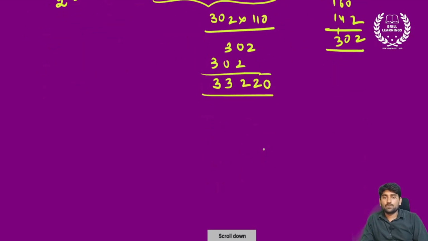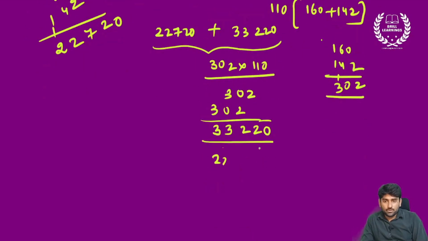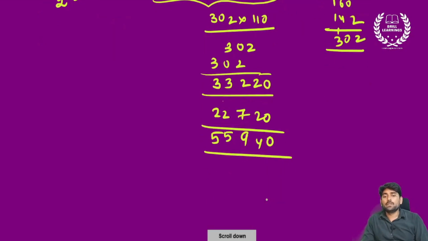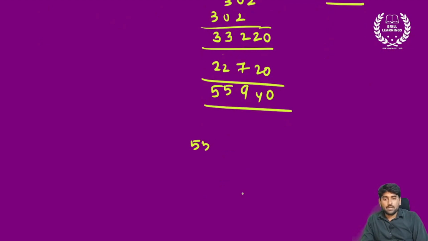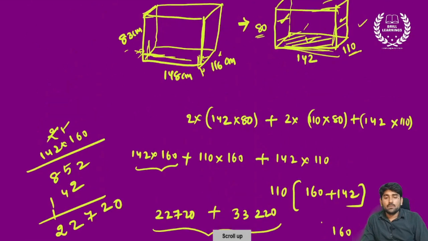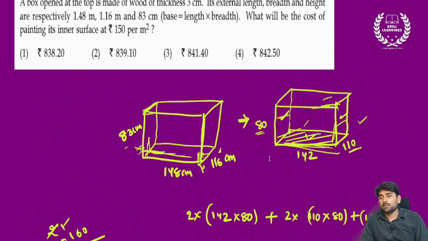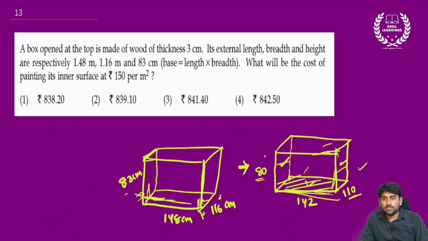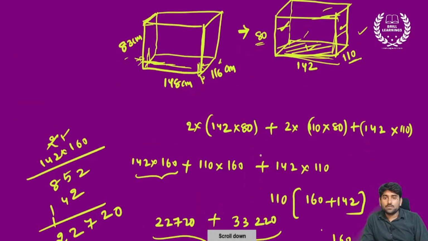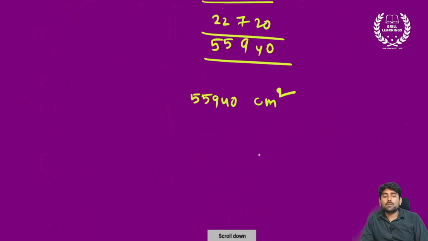Okay, so add 22,720 here. So the total value comes up to be 55,940. Okay, this is in centimeter square, but for every 1 meter square 150 rupees will be charged, right? So convert this whole value into meter square first.